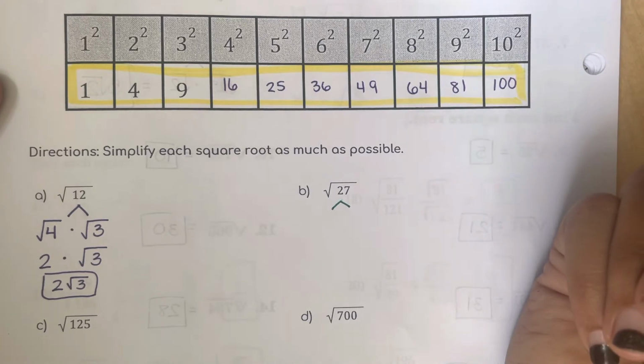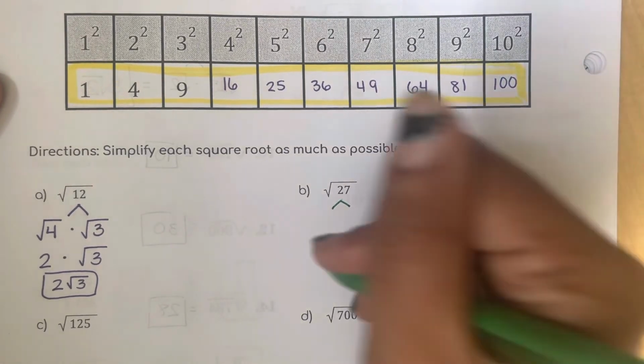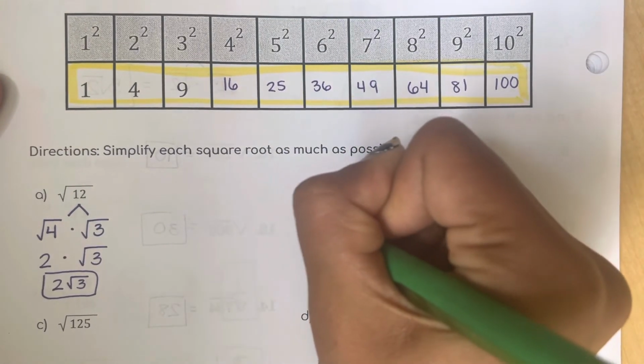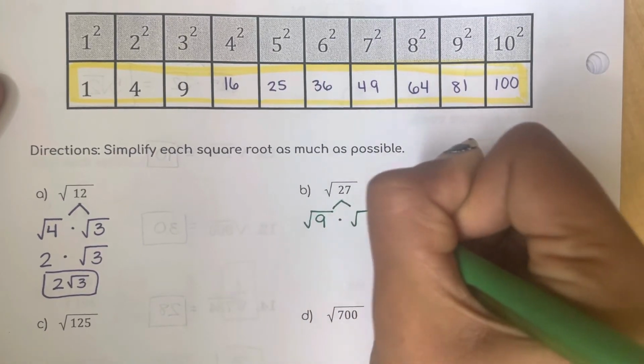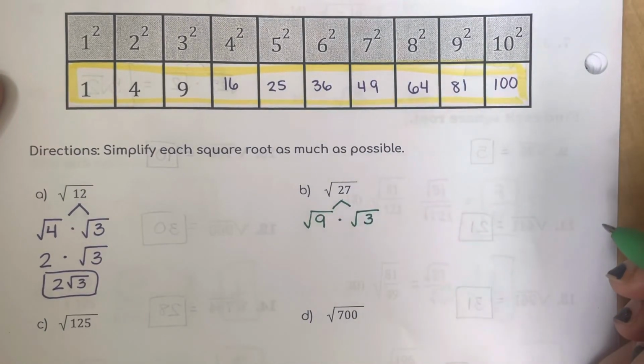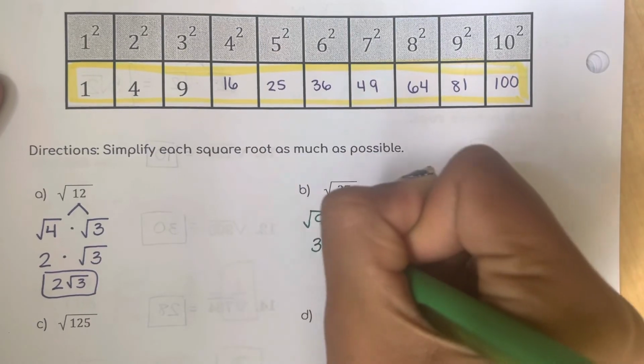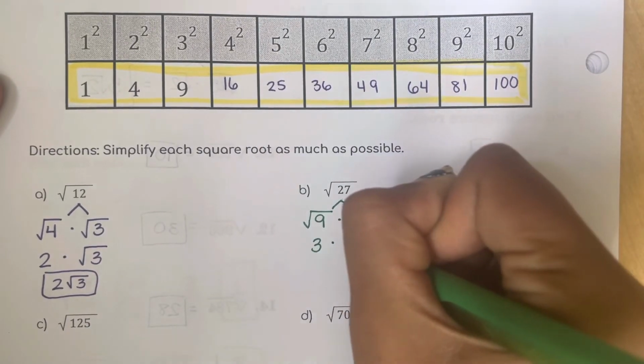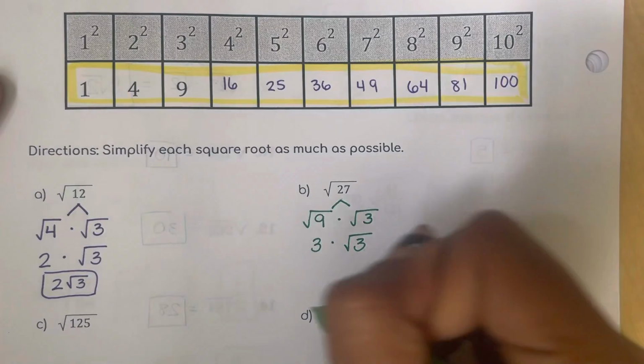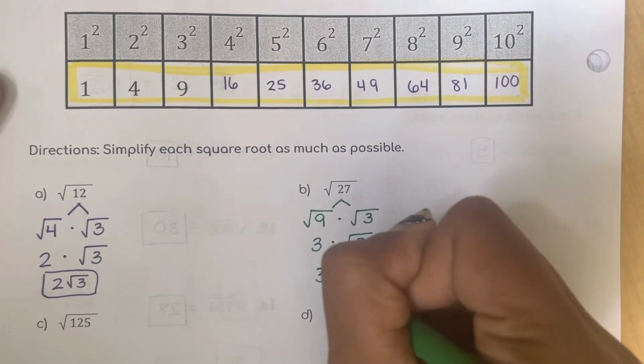All right, the biggest number that divides into 27 from my perfect square list is 9. And 9 times 3 is what gives me 27. The square root of 9 is 3. That 3 has to stay underneath the radical. My final answer, 3 root 3.